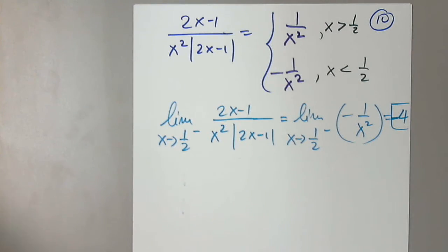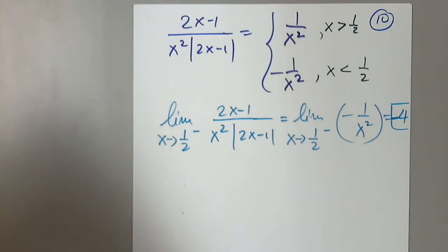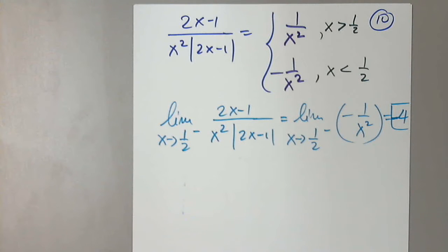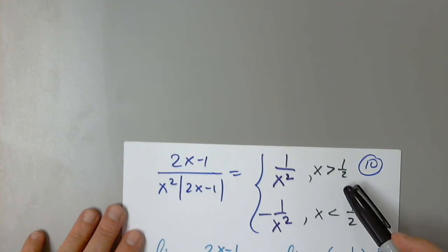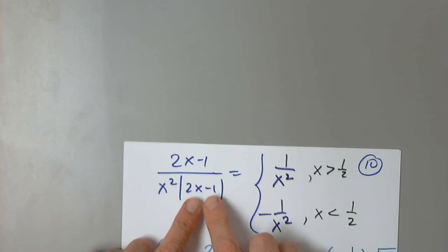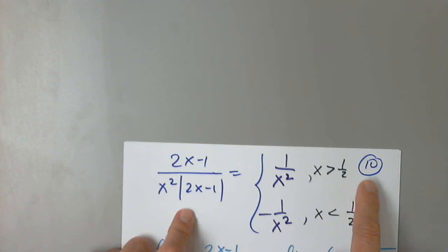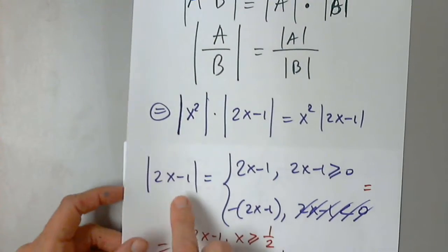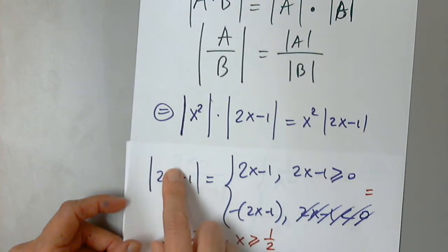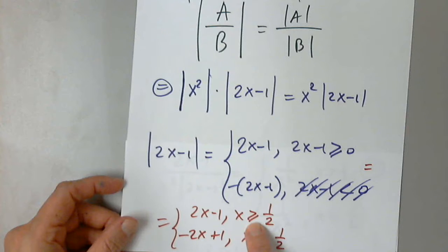Yes, please. For the 1 over x squared and then the comma, is it x greater than or equal to, or is it just greater than? I cannot have equal to because this is in the denominator now. If I allow 1/2, then the denominator will be 0. But here I have to allow 1/2 because there is no denominator here. So this is correct.